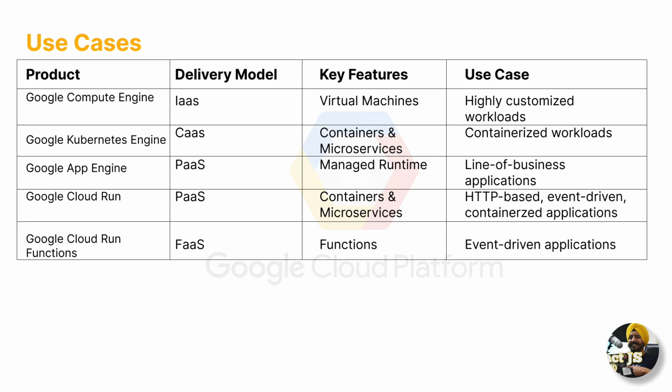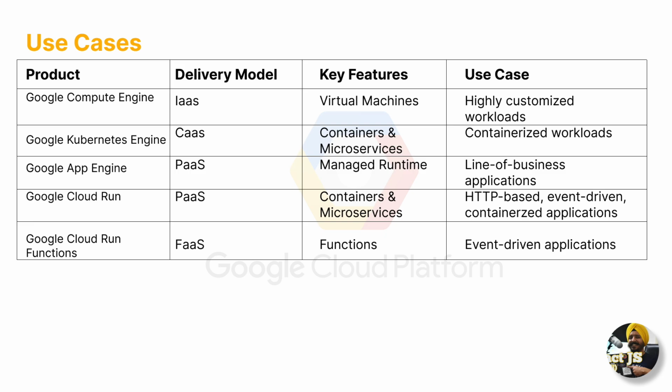Google Cloud Run is a PaaS, but targeting more of containers and microservices. It's great for running HTTP based event driven containerized applications. This is good when you are running a handful of containers. If you have more than a few containers and you want to orchestrate all of them and it becomes difficult for you to manage it within Cloud Run, then you should graduate to Kubernetes Engine and deploy your application there.